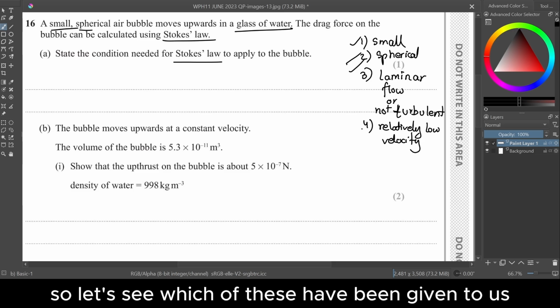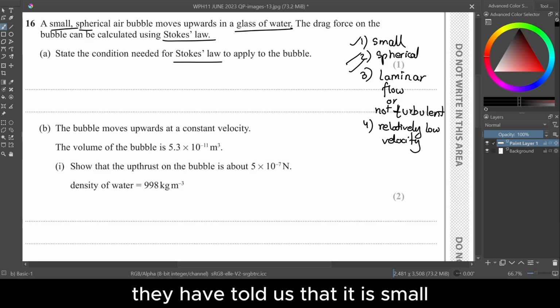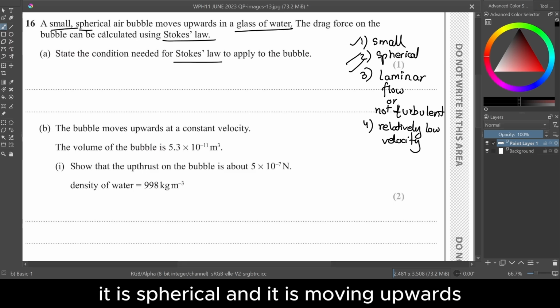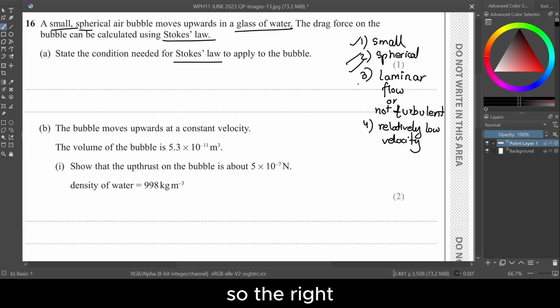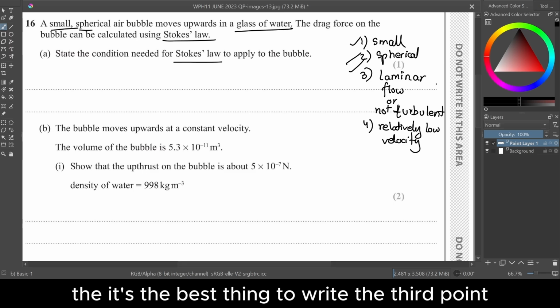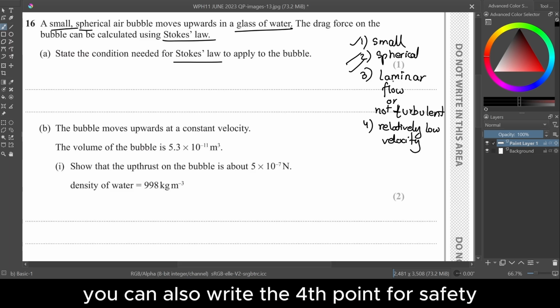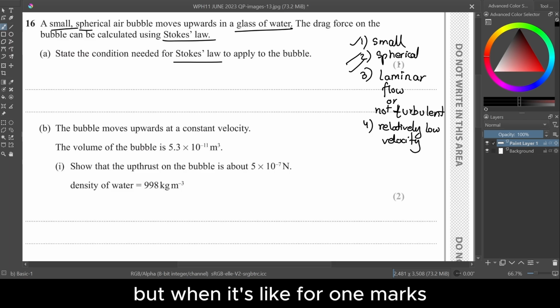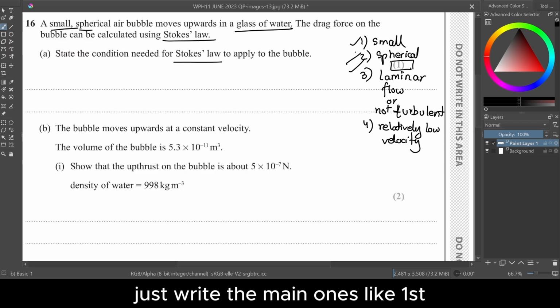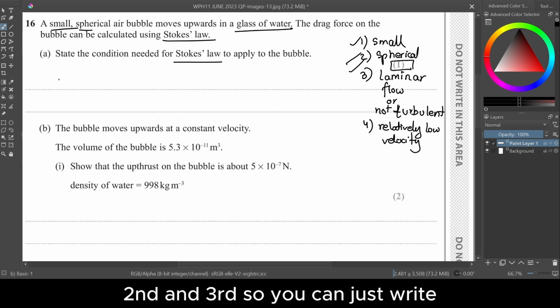So let's see which of these have been given to us. They have told us that it is small, it is spherical, and it is moving upwards. So it's best to write the third point. You can also write the fourth point for safety, but for 1 mark, just write the main ones: first, second, and third.